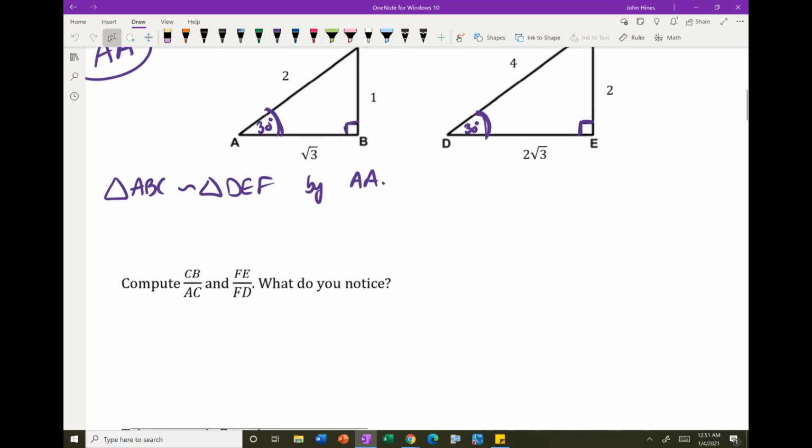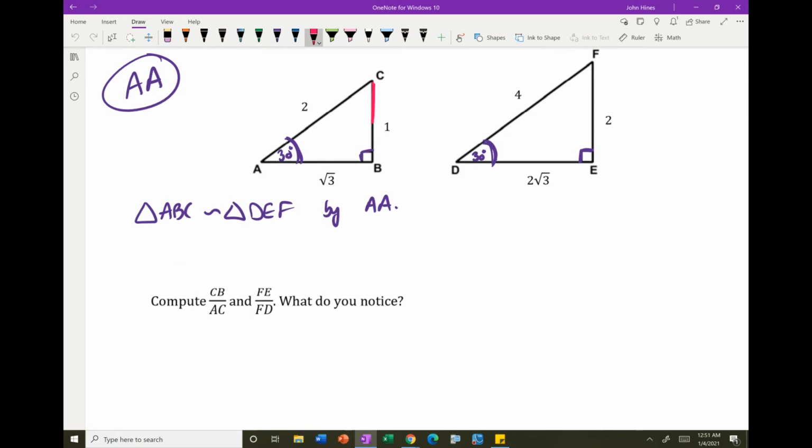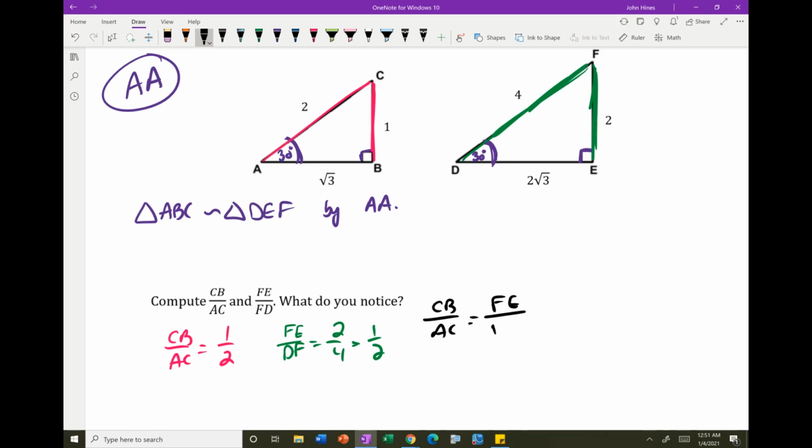So compute these ratios: CB over AC. So CB over AC is 1 over 2. And then I want to compute EF over FD. Actually, I want to do DF here just to keep things correct. That'd be 2 over 4, which is also known as 1/2. So notice that these ratios, CB over AC, is the same as FE over DF.